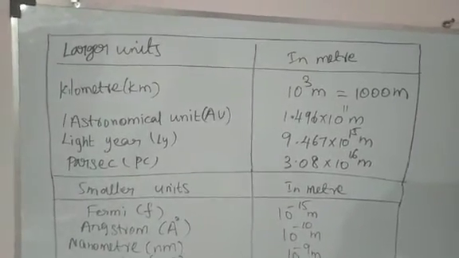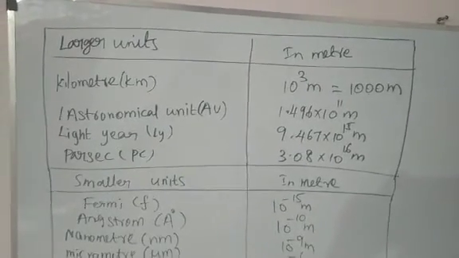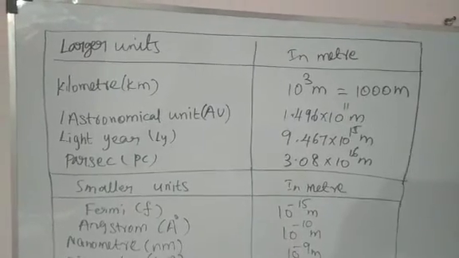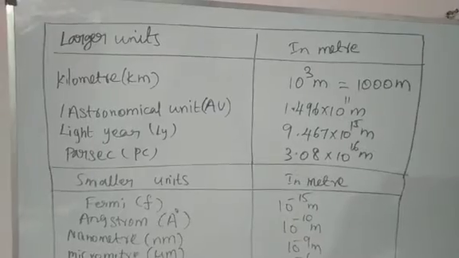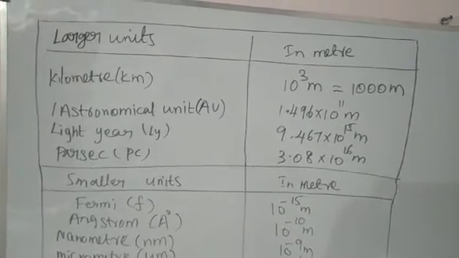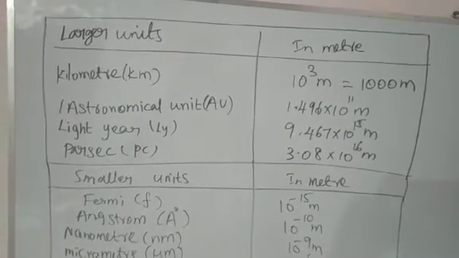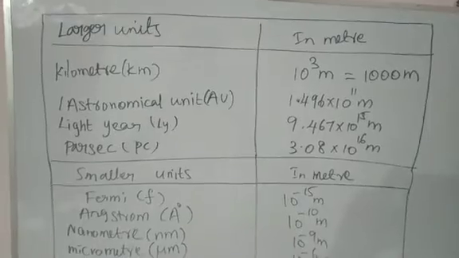Kilometer. For measuring larger distance, we use kilometer. 1 kilometer equals 1000 meter. Kilo means 10^3 meter or 1000 meter. One astronomical unit is 1.496 x 10^11 meter. Light year is 9.467 x 10^15 meter. Parsec, PC, is 3.08 x 10^16 meter. These are larger units in meter.